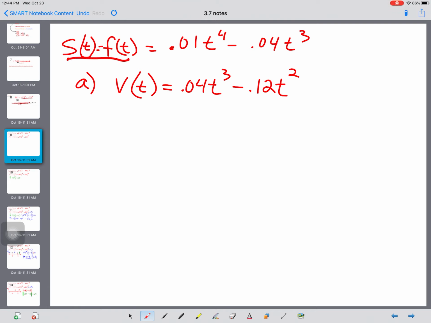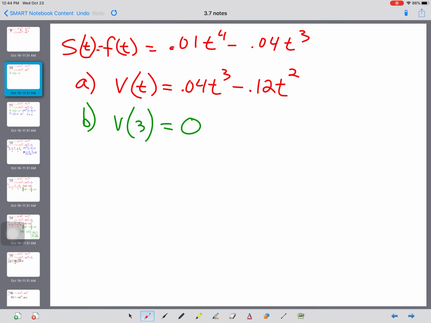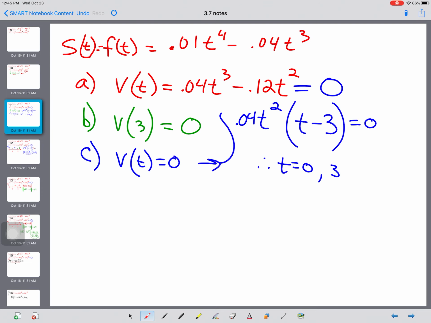So the velocity of an object is simply the derivative of the position function. So I take the position function and take its derivative, and that's what you get. Simple as that. Part B says to find the velocity after 3 seconds. So in other words, plug 3 into the equation. As it turns out, when you plug 3 into this, that becomes equal to 0. Not always the case, but in this case it is.